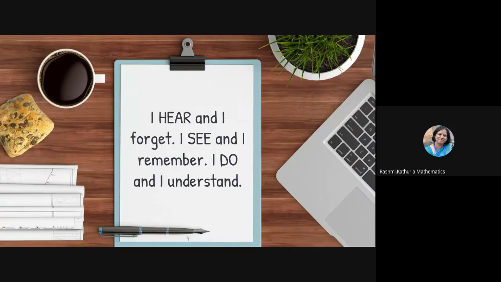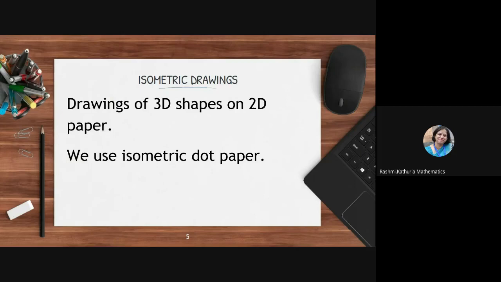It is often heard that I hear and I forget, I see and I remember, and when I do, I understand. And in mathematics, this quotation is quite suitable. So, here we are going to learn about isometric drawings, and why we have named them isometric drawings. Basically, when we have to draw three-dimensional shapes on a two-dimensional paper, we use a different kind of paper which is called isometric dot paper.